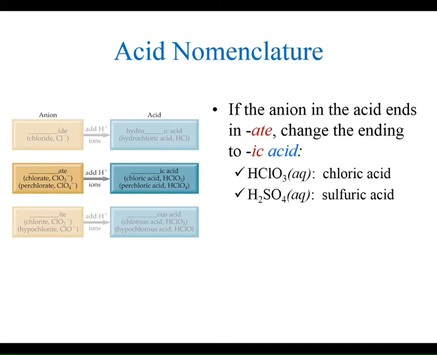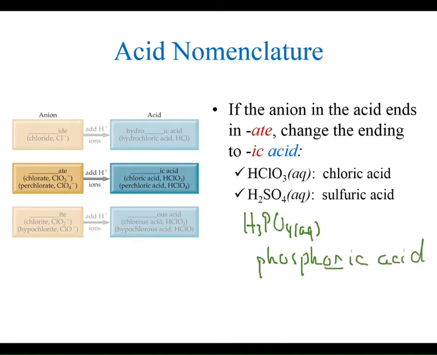Same thing with phosphate, but with phosphorus in general. So I'll just give you an example. Let's say we had H3PO4 aqueous. PO4 negative is called phosphate, so ate will go to ic. But I don't just call it phosphic. I put the or back in there, so phosphorus becomes phosphoric. I put this little or back in there. Phosphoric acid. So anytime you have a sulfur-containing one or a phosphorus-containing one, you put the ur or the or back in there instead of just leaving it like you do with every other one.